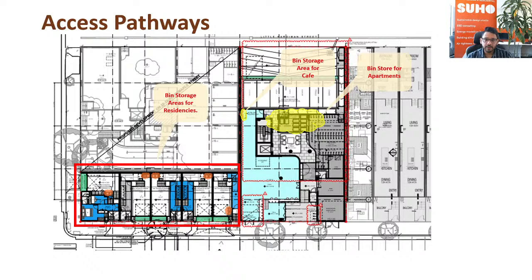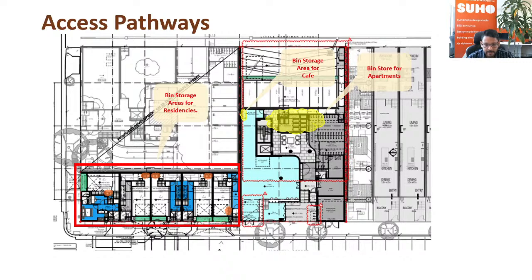So here's an example of access pathways, which are very important to note in the waste management plan. This development consists of townhouses. You can see in the blue part, with the orange markups, the bin store areas. The light blue one is the cafe area, where the bin store is placed at the back. And on the right hand side, we can see the bin store area for the apartments. So here we're going to talk about how we can get these bins to a collection point so that they can be taken away by the waste contractor.